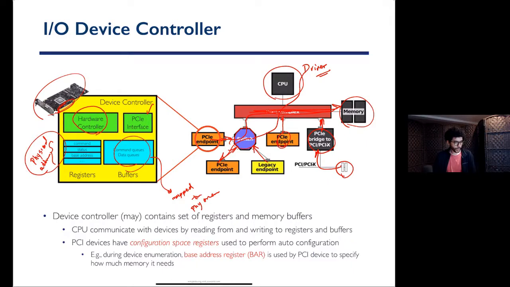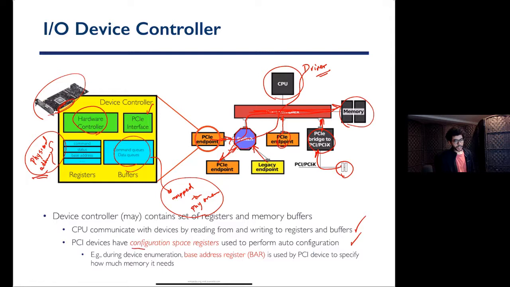So the CPU communicates with the device through reading and writing to these registers and to these buffers. During the boot time, when your system boots, usually PCIe devices configure the mapping. So this mapping that I said, that these are mapped to physical addresses, usually happens during the boot time.